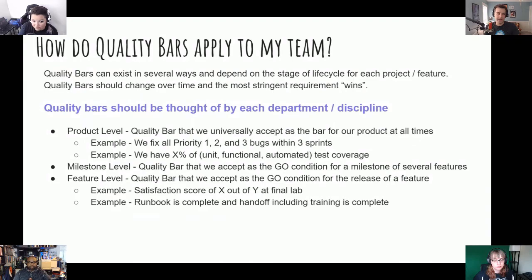So are these the bars then that should be immovable? Would these be more like solid concrete, not going anywhere, or are these also still adjustable? They are still adjustable, but I'll tell you where the variable is. So our first example is we fix all priority 1, 2, and 3 bugs within 3 sprints.